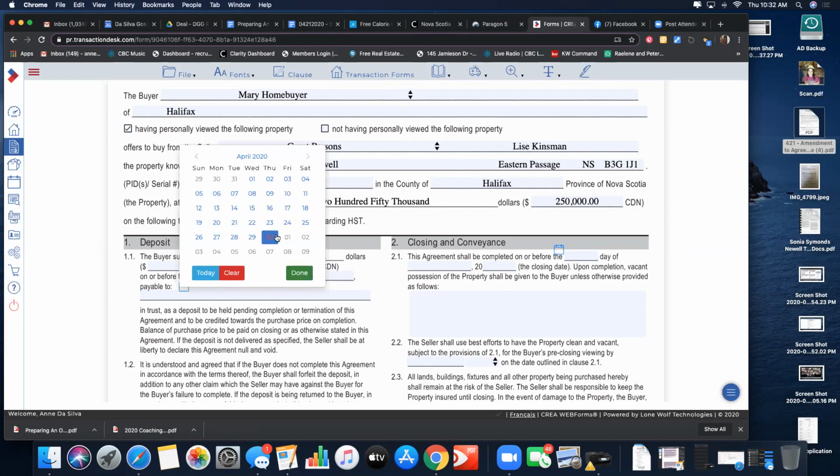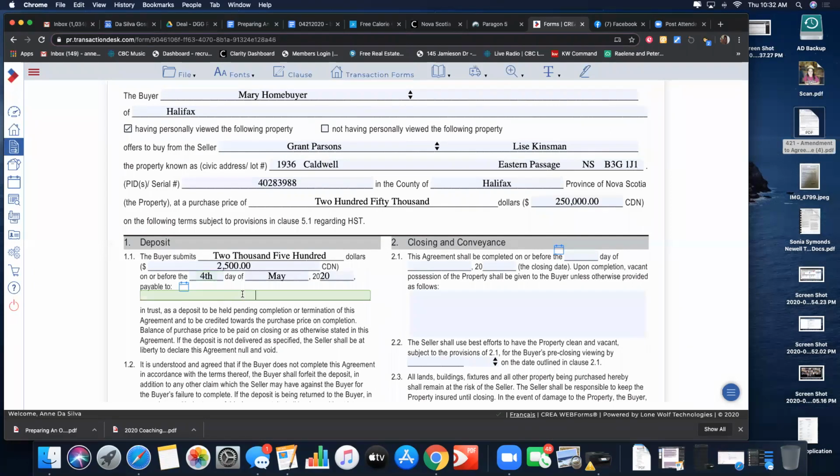So let's say, for example, today's the 30th. I'll put that the deposit is due Monday. And where am I going to put it? This particular listing happens to be with Century 21.